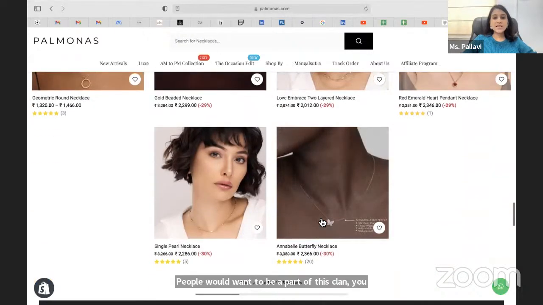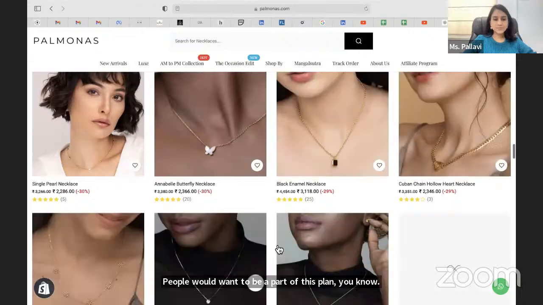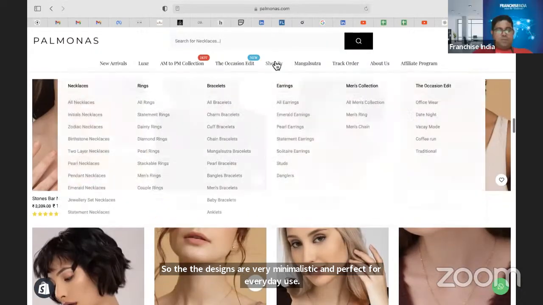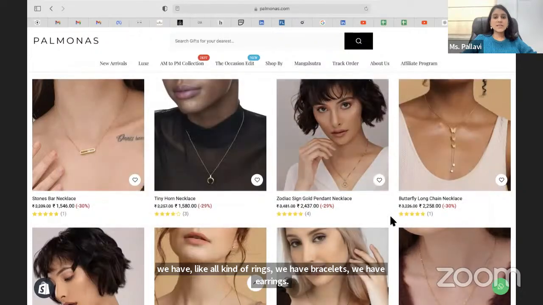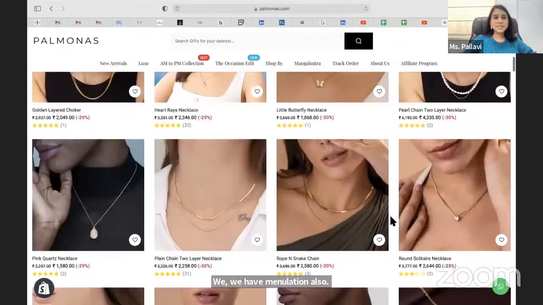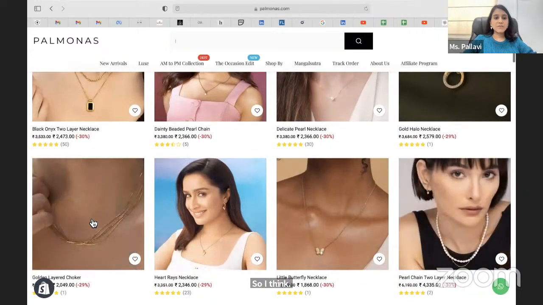So the designs are very, very minimalistic and perfect for everyday use. We have rings, we have bracelets, we have earrings, we have a men's collection also. So I think this is basically it. If you guys have more questions around this, I'll be so happy to answer.